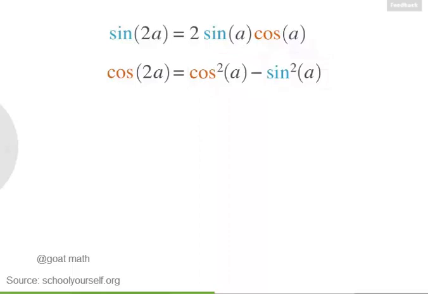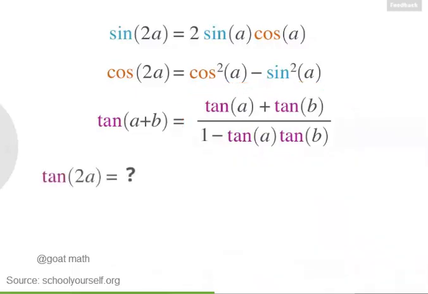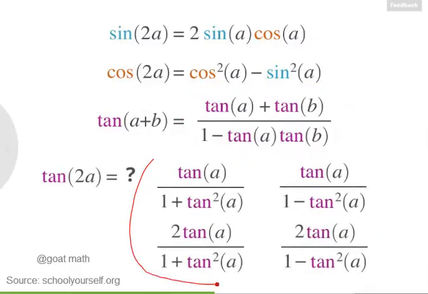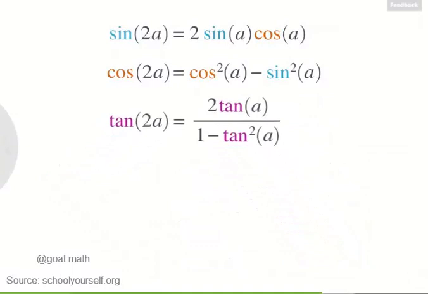Finally, let's find an identity for the tangent of 2A. Here's the identity for the tangent of A plus B. Try using this to figure out which of these expressions down here is equal to the tangent of 2A. Nicely done. The tangent of 2A equals 2 tan A over 1 minus tan squared A. So here are your double angle identities, and they're true for any angle.